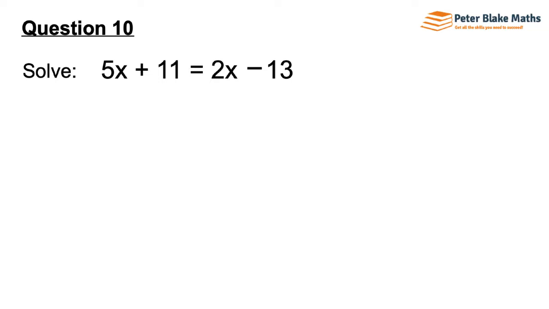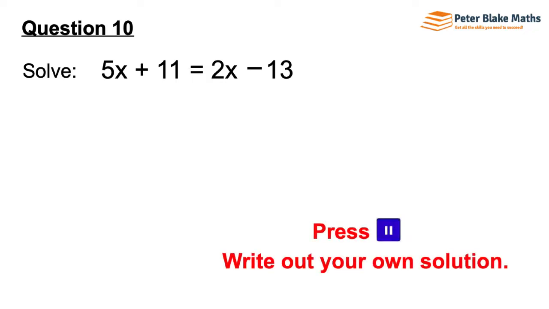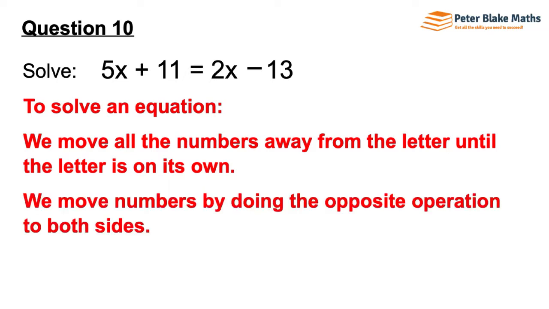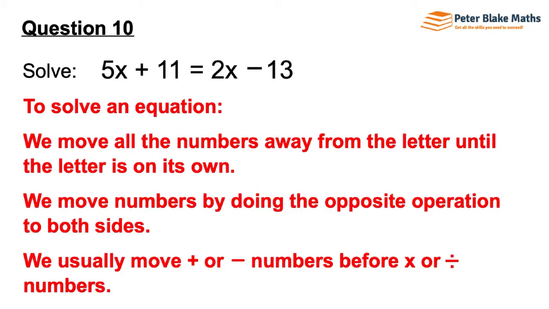Question 10. Solve 5x plus 11 equals 2x minus 13. Okay, to solve an equation, we move all the numbers away from the letter until the letter's on its own. We do have 2 letter terms here though, so we'll have to be a bit creative about this one, especially at the beginning. We move numbers by doing the opposite operation to both sides, and we look to move plus or minus numbers before any multiply or divide numbers usually.